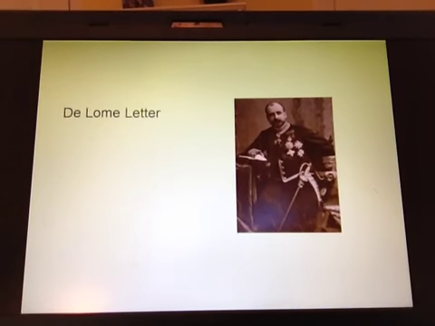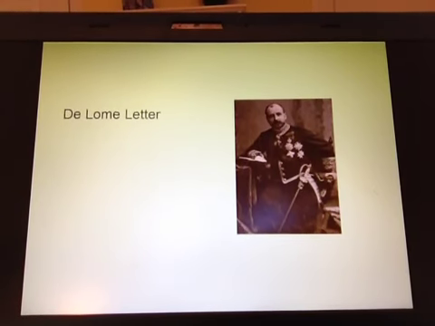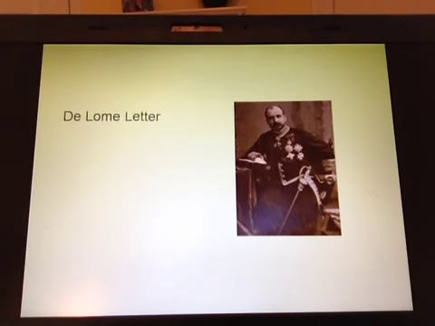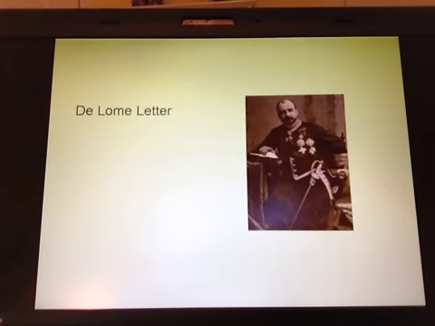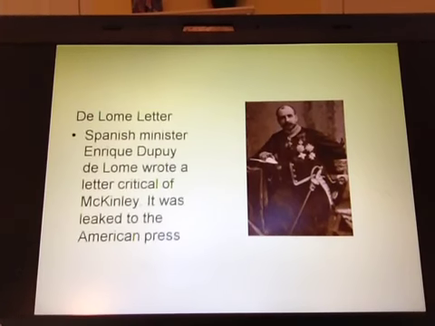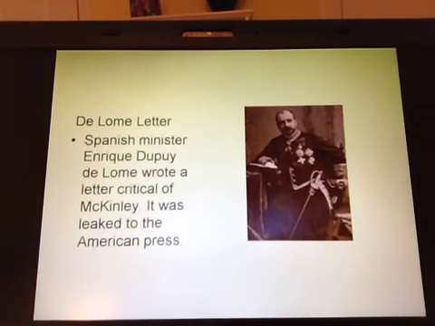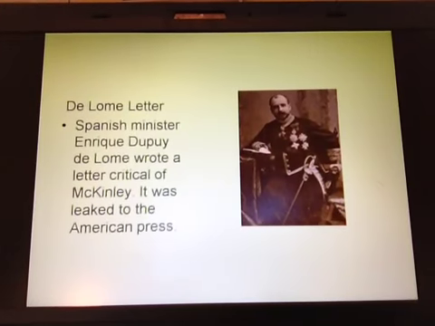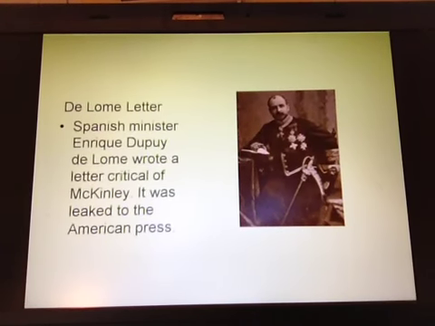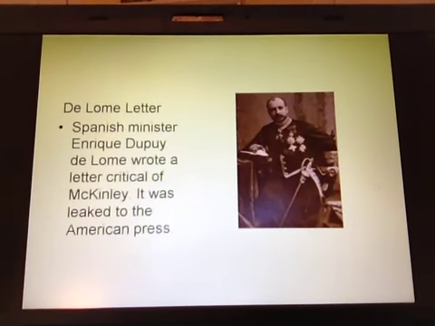Another thing that made us angry at the Spanish and want to go to war with them is something called the Delome letter. This is Spanish Minister Delome. He served the Spanish here in America and was supposed to be the main diplomat between us. He wrote a personal letter to a friend in which he insulted our president, William McKinley, and that letter was leaked to the American press, and the press is all too happy to print it over and over and talk about how outlandish it is that he has insulted our president.